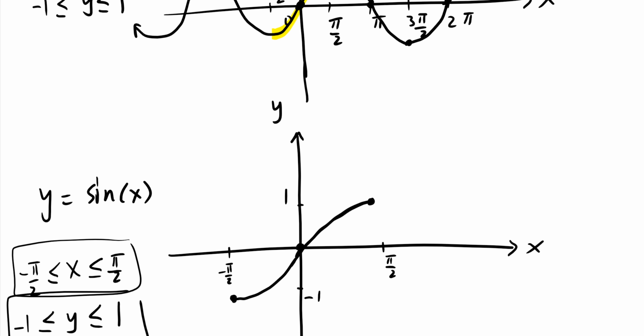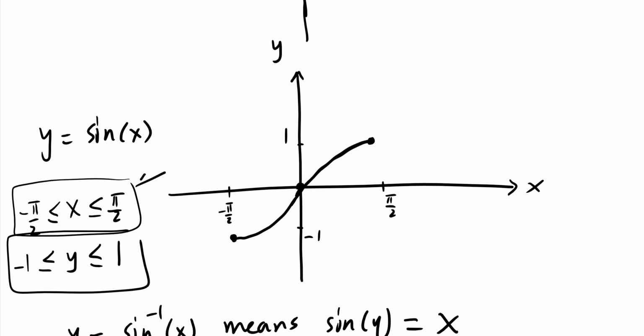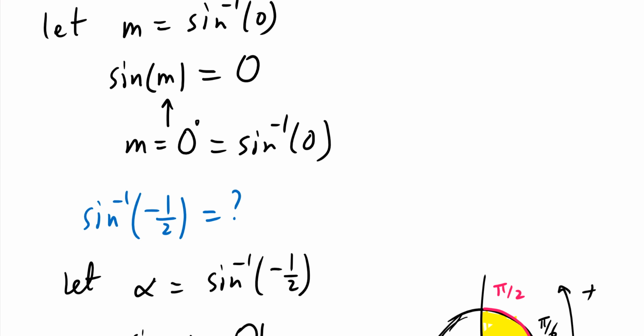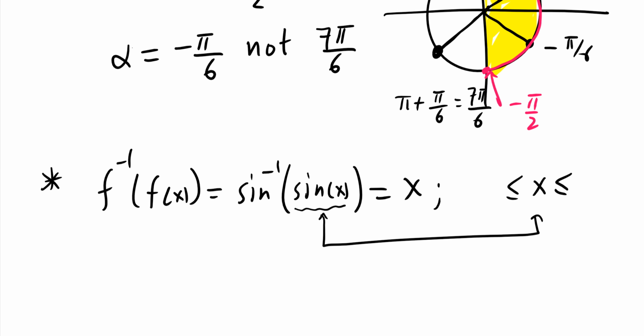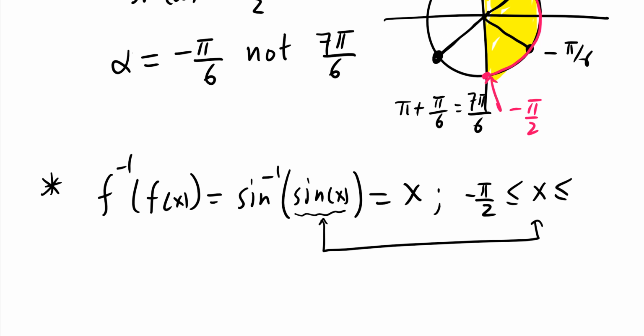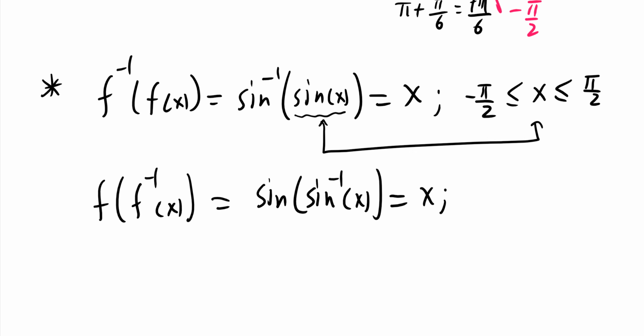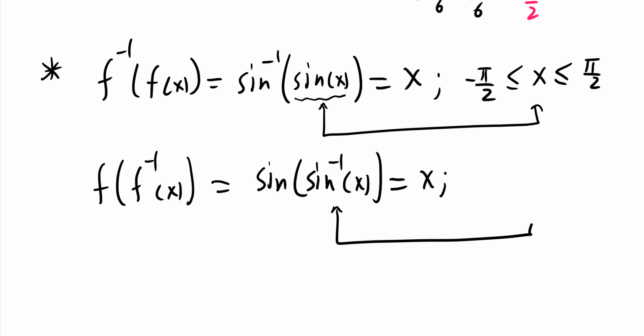Let's go back up to sine x. The x was from negative pi over 2 to pi over 2. That's a good way to memorize it. What about if I switch it? If I do f of f inverse, this would be sine of sine inverse of x, and this is x. Now again, what are the conditions on x? x between negative 1 and 1.